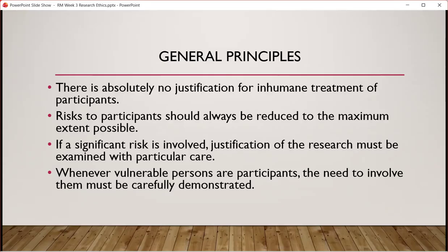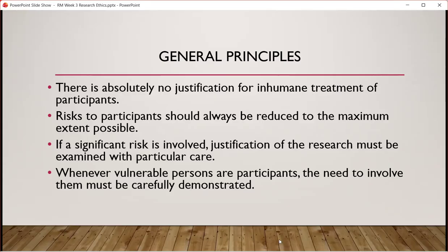There's absolutely no justification for inhumane treatment of participants, and particularly not at the undergraduate research level. Risk to participants should always be reduced to the maximum extent possible. And if a significant risk is involved, justification of the research must be examined with particular care. Again, this isn't something we're focused necessarily at undergraduate research, but it is part of the general underlying principles of risk. And in particular, whenever vulnerable persons are participants, the need to involve them must be carefully demonstrated.